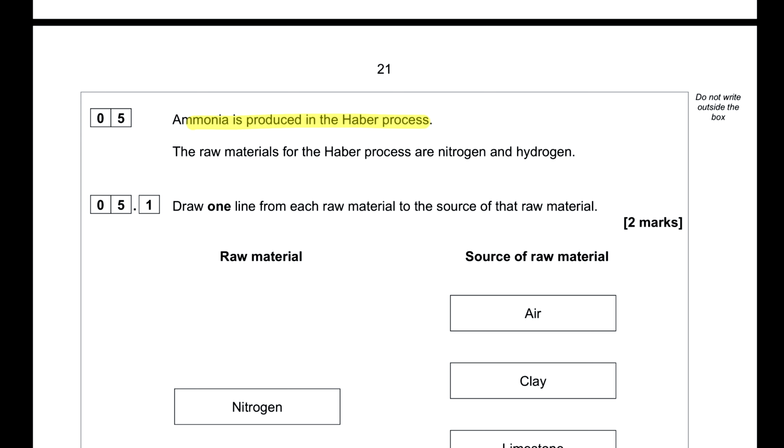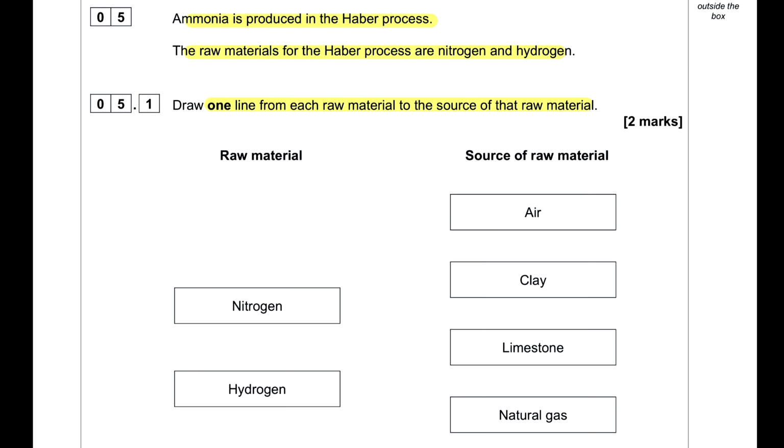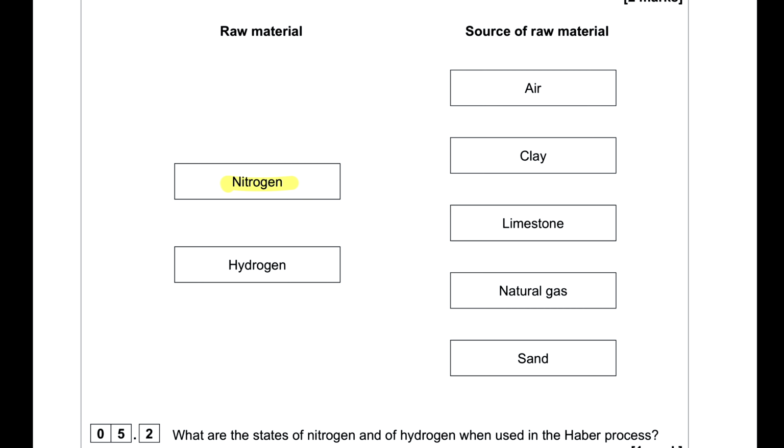Ammonia is produced in the Haber process. The raw materials for the Haber process are nitrogen and hydrogen. Draw one line from each raw material to the source of the raw material. Nitrogen we collect from the air during the Haber process. Hydrogen we usually take from natural gas.